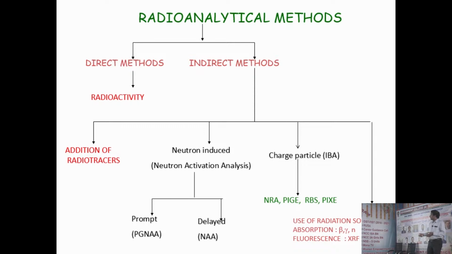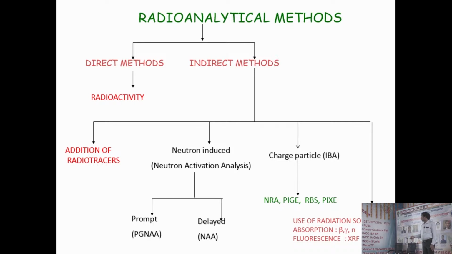Then there are indirect methods, where the activity is not available in your sample, so we have to induce it. Induction may be the addition of radio tracers, because when you add a radio tracer, it behaves chemically in an identical way. You add radio tracers, carry out your procedures, and we can see it. Or otherwise, neutron induced: you irradiate the sample in nuclear reactors or isotope sources, where you get neutron activation analysis or prompt gamma neutron activation analysis. There are two different ways.